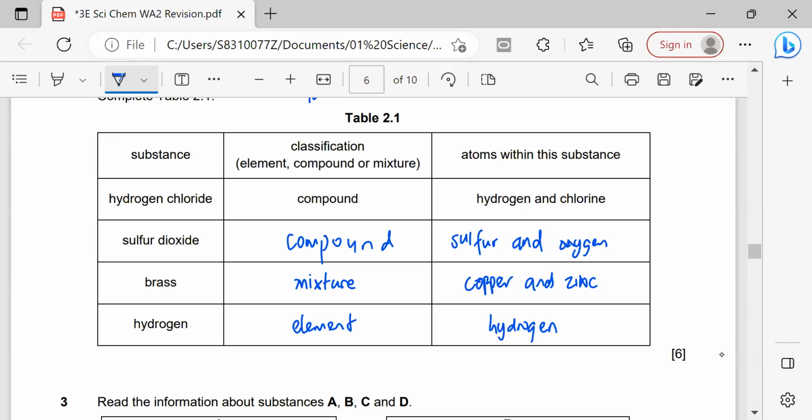And the difference between compound and mixture is that in a compound, the atoms are in a fixed ratio, and there's a chemical formula. For example, sulfur dioxide is known as SO2. For mixtures, such as brass, there is no fixed ratio, and therefore there is no chemical formula as well. And let's move on to number 3.